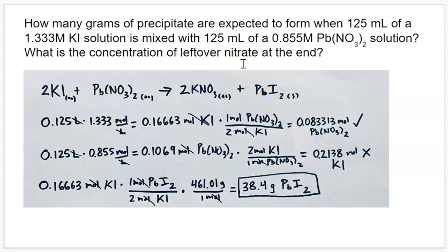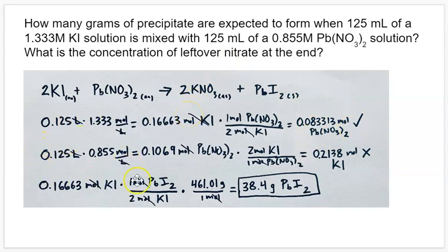So much like a normal limiting reactant type problem, we're gonna figure out who is the limiting reactant first, based off of how much we need to react with each of the reactants. So I took my volume here in liters, multiplied it by the concentration in moles per liter for the KI. I got 1.16663, and then I multiply that by 1/2. That's the ratio of the KI to the lead-2 nitrate. And that tells me that I need 0.083313 moles of lead-2 nitrate to react with all of the potassium iodide.